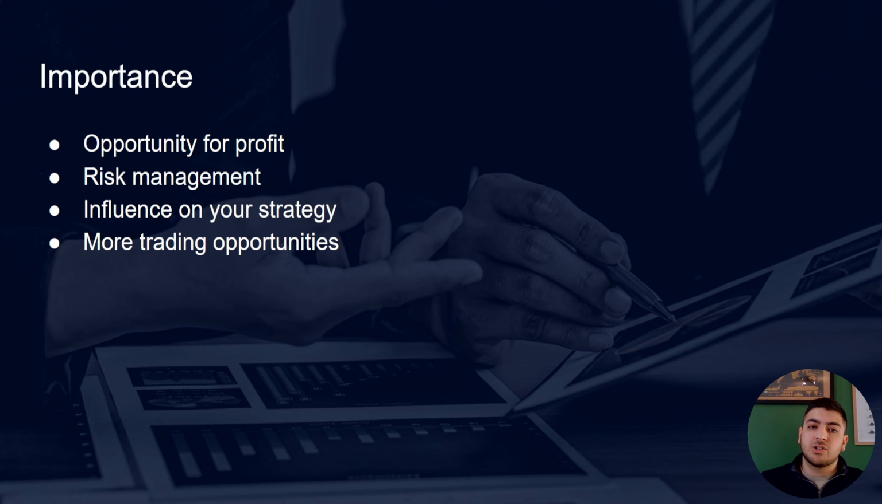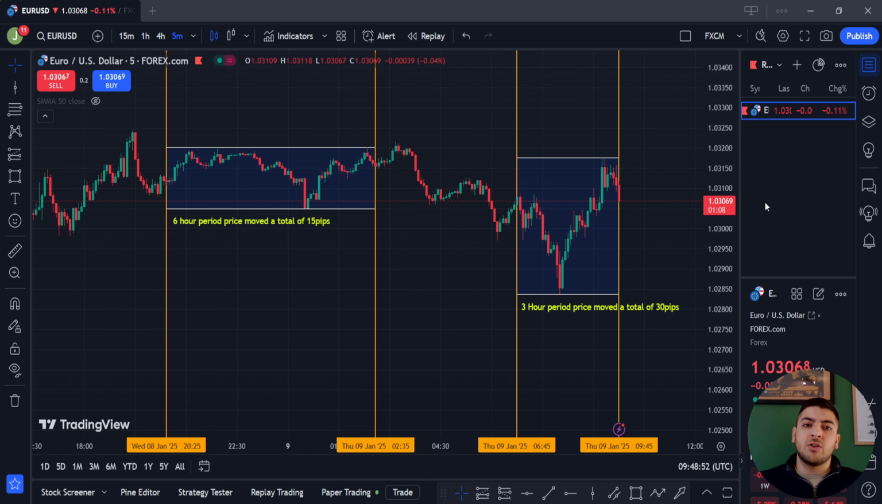Heading back to the chart, I'll show you exactly what I mean when I say volatility has a massive impact on how you trade. On the chart in front of you, I've shown you two different highlighted rectangles. One of them is a 6-hour period and the other one's a 3-hour period. If you read what I've written down, you may see 15 and 30 pips underneath. As a quick explanation, pip stands for percentage in point.